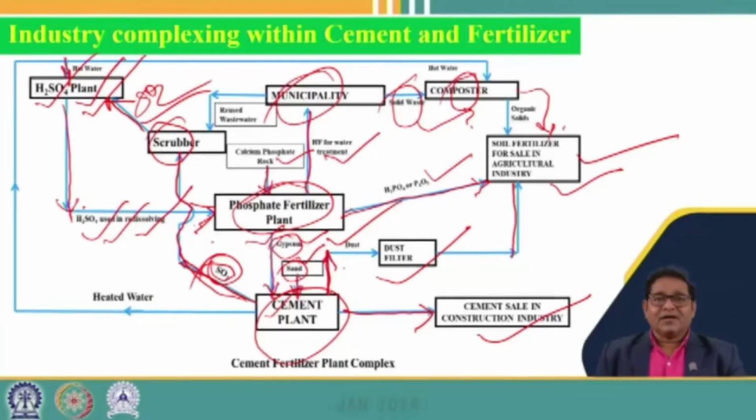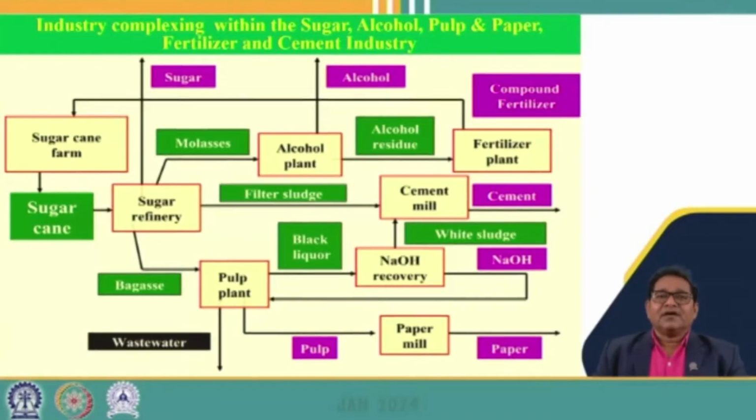So these are the type of material and process flow diagram which basically indicates the different aspects of industrial complexing within cement and fertilizer industries. And then this is an example of industry complexing within the sugar, alcohol, pulp and paper industries, fertilizer industries, and cement industries. If all these industries are located within close proximity, they can also establish the industrial complexing process. So let us start with the sugar industry.